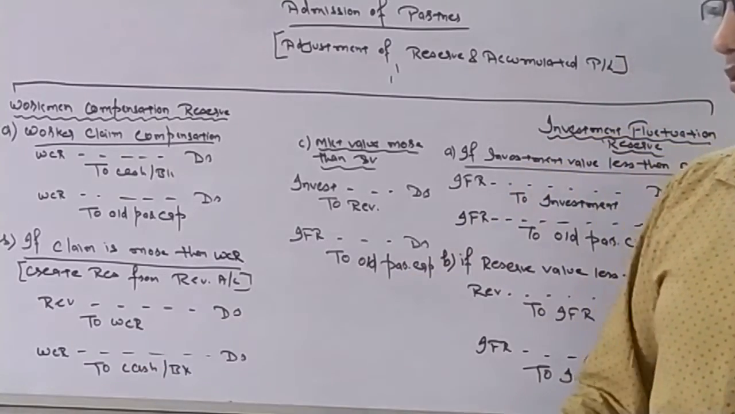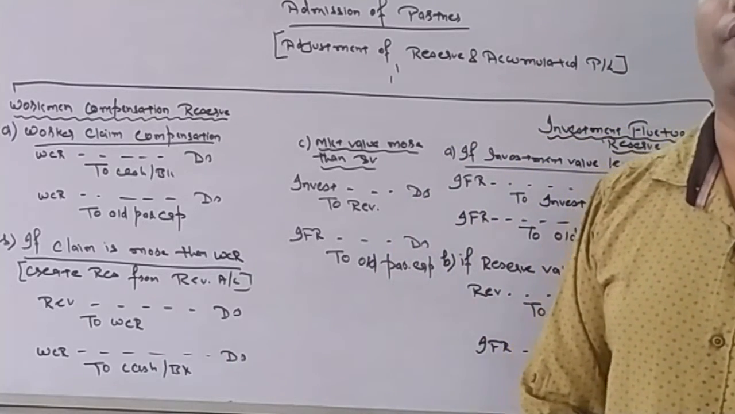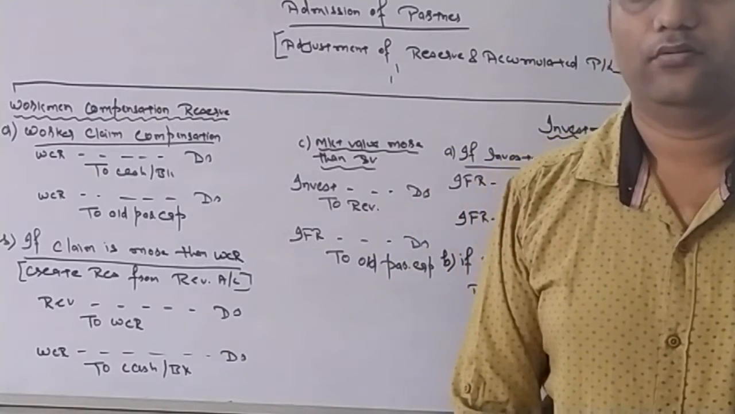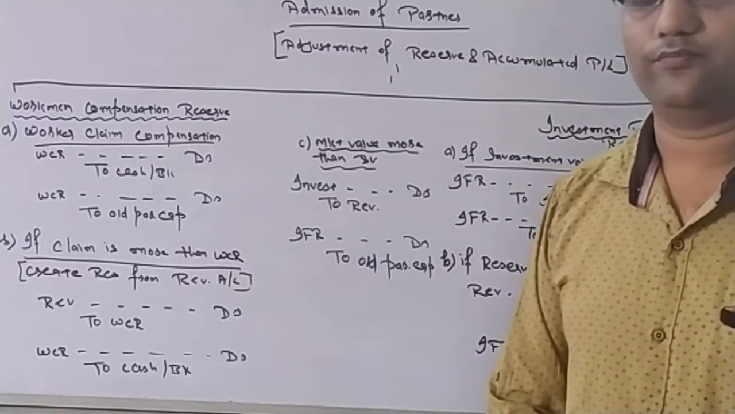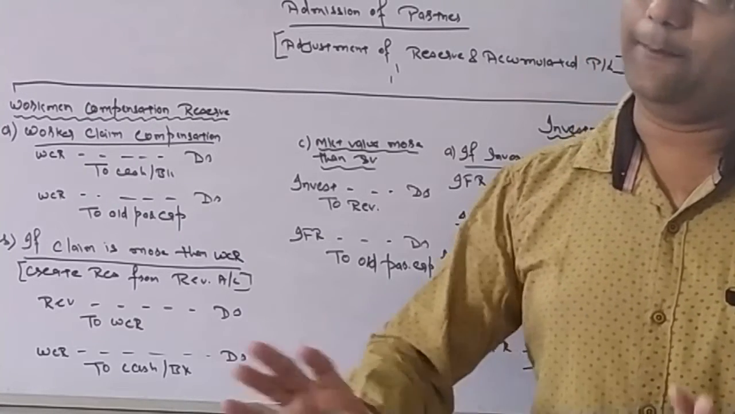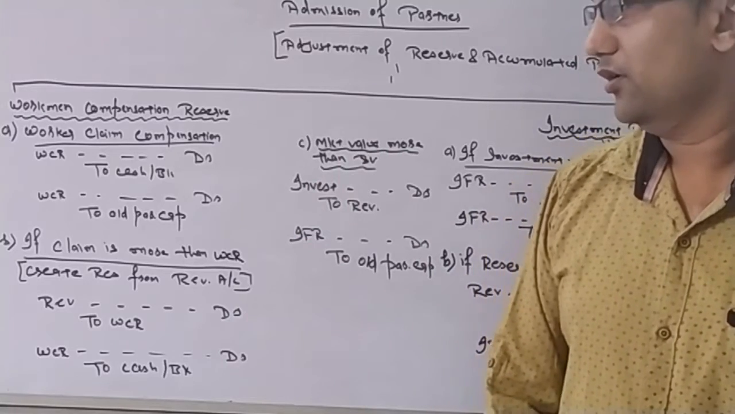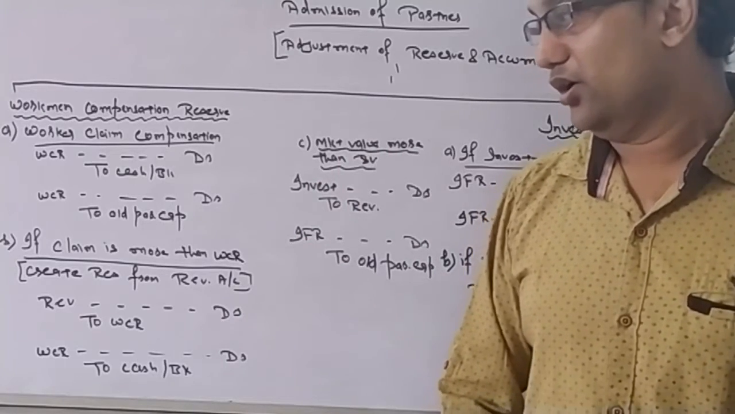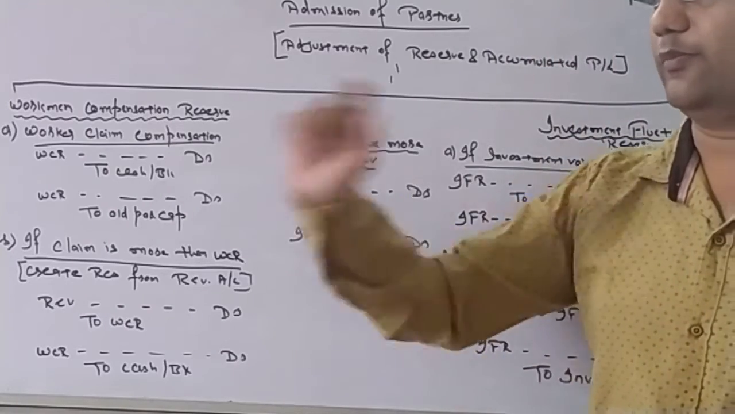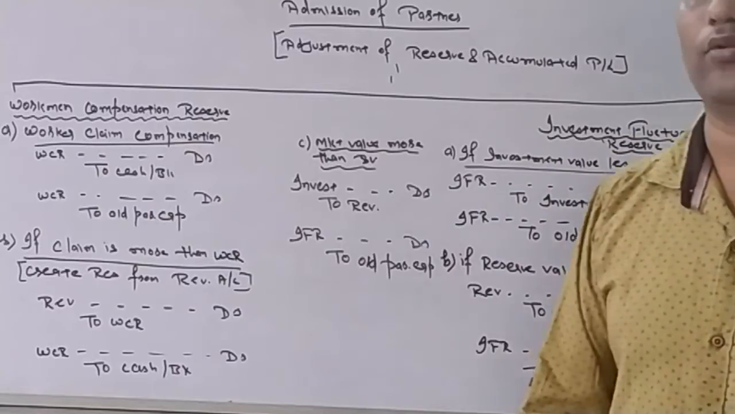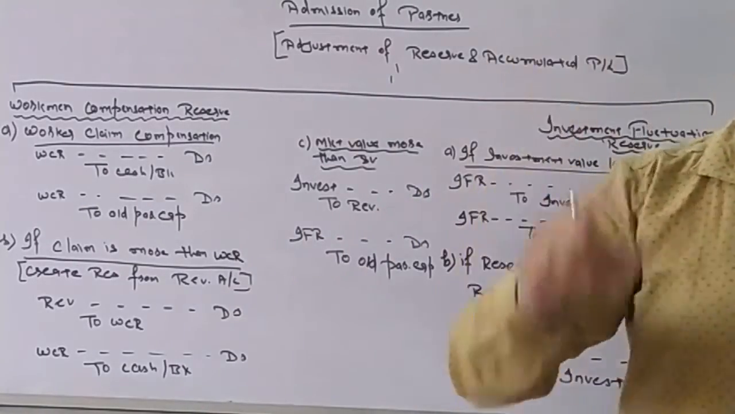Now the second case, if the claim is more than the reserve. I have a reserve of 10,000 and the worker came in and claimed rupees 12,000 as an injury compensation. The company admitted it. Now what to do? How will the entry be done? First, we need to create 2,000 reserve and then 12,000 will be paid to the worker. I have a reserve of 10,000, I need to create 2,000 more reserve, and reserve is a liability.